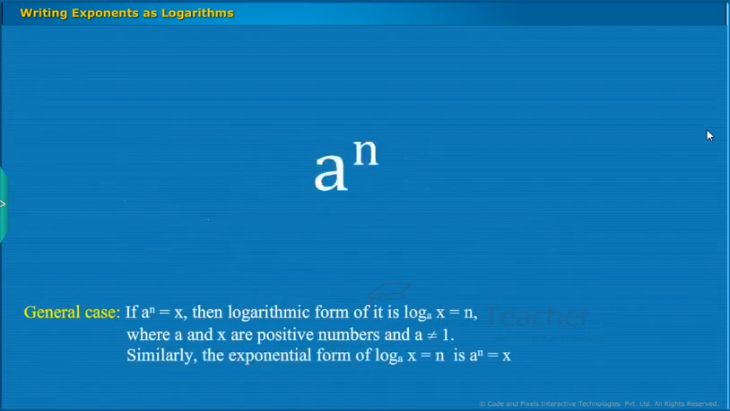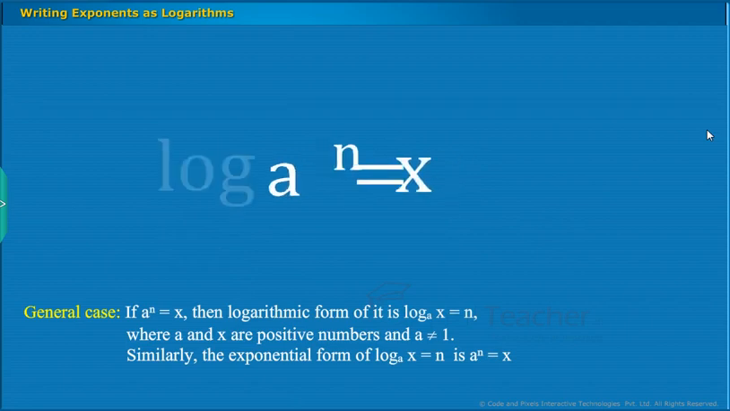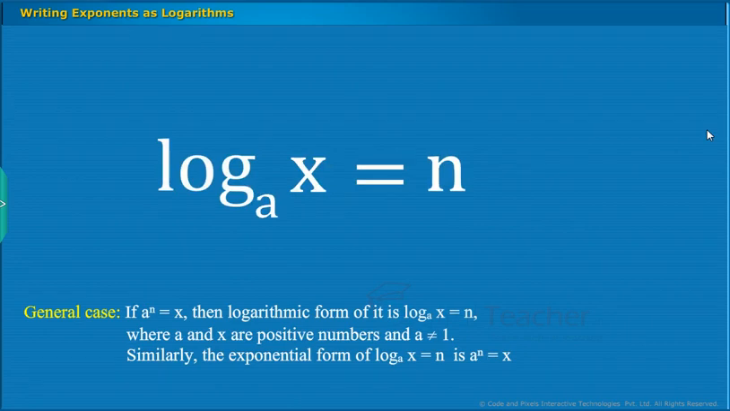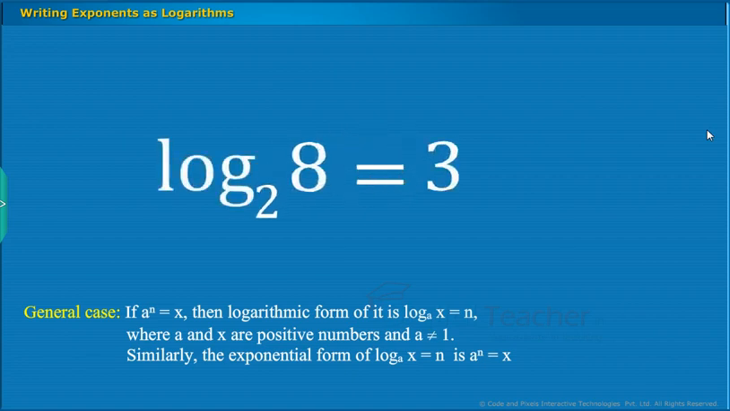General case: if a power n is equal to x, then the logarithmic form of it is log x to the base a equal to n, where a and x are positive numbers and a not equal to 1. Similarly, the exponential form of log x to the base a equal to n is a power n is equal to x. Example, the logarithmic form of 2 cube is equal to 8 is shown on the screen. Now, let us solve a sample problem on logarithms.